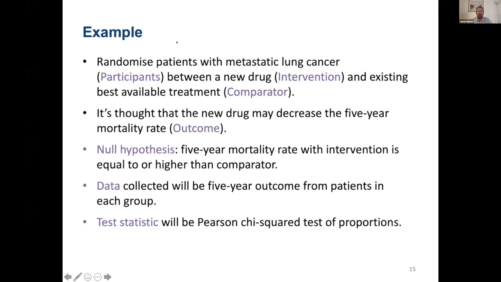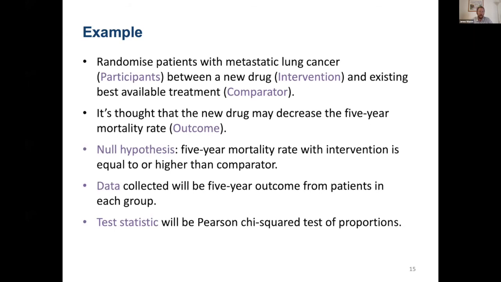So let's have a look at an example, just bringing together the PICO and the sample size calculation. Let's imagine that we want to randomize patients with metastatic lung cancer that have very poor prognosis. Those would be our participants, and we're going to randomize them between a new drug that we're testing, which is the intervention, and the existing best available treatment, which is the comparator. It's thought that the new drug may hopefully decrease the 5-year mortality rate. That's the outcome that we're going to use to power the study.